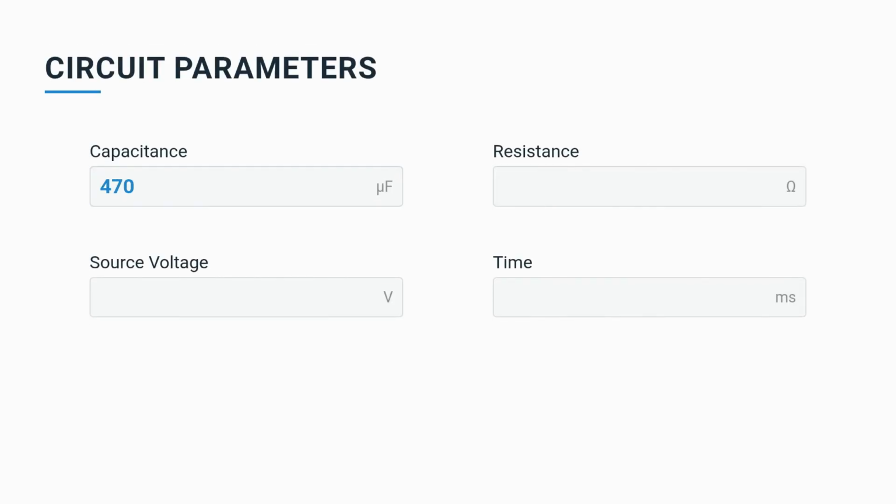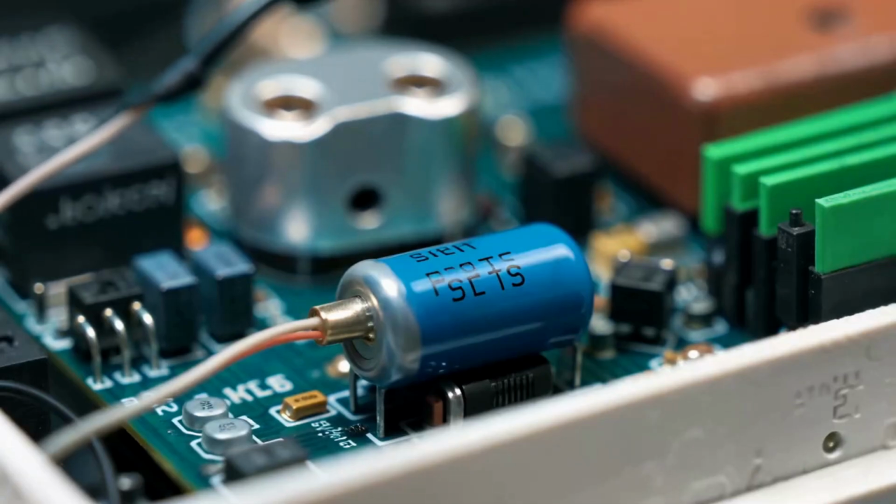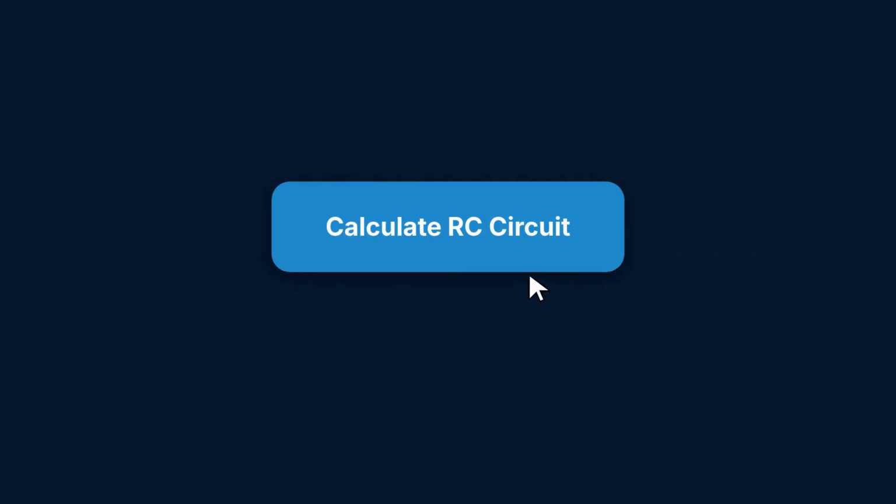First, enter your capacitance in microfarads. Next, input your resistance in ohms. Then add your source voltage in volts. Finally, specify the time in milliseconds at which you want to know the capacitor's voltage. Once you've entered these values, click Calculate RC Circuit.